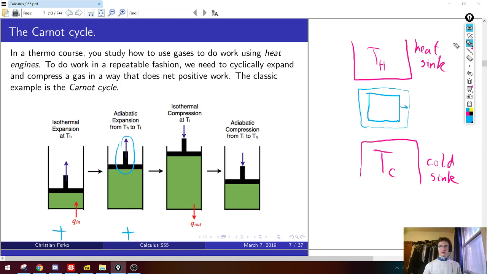positive work. Okay, well, that can't be the end of it, because if this is an engine, we want to be able to repeat this over and over. So now we have to somehow bring it back to the original state, get it to a cold state so we can put it back so it heats up when we put it against the heat sink. So the third step is called isothermal compression at T cold.